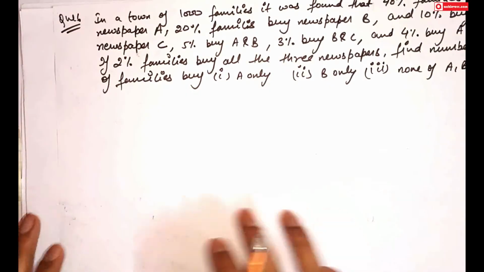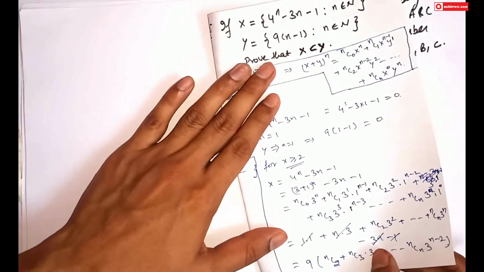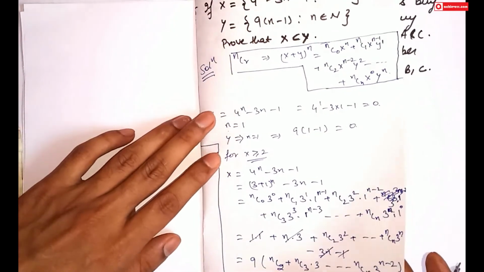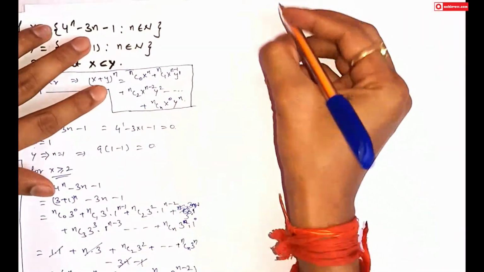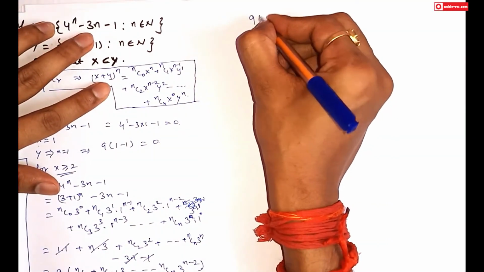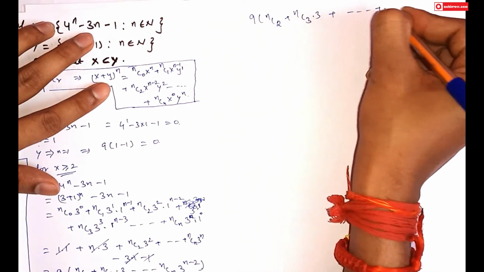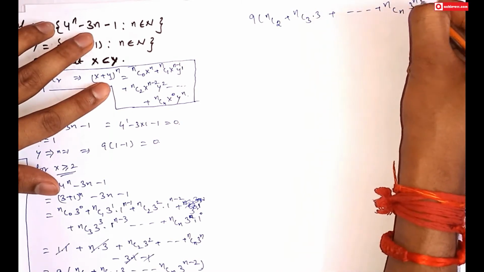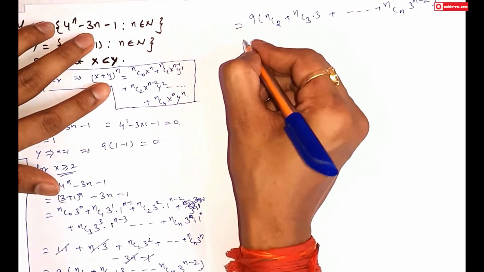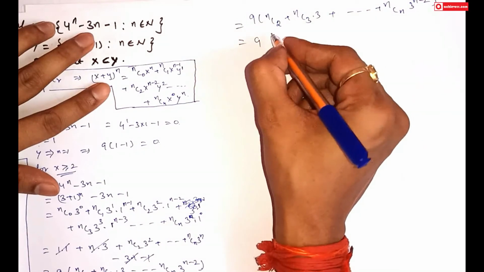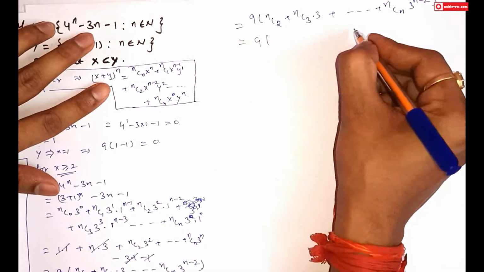I'll solve the rest of it here. Let me copy this again, I'll solve it on a fresh page. 9 of nC2 plus nC3 into 3 up to nCn 3 to the power n minus 2. So here we have taken out 9 as common. So if 9 is common, then it is a multiple of 9.